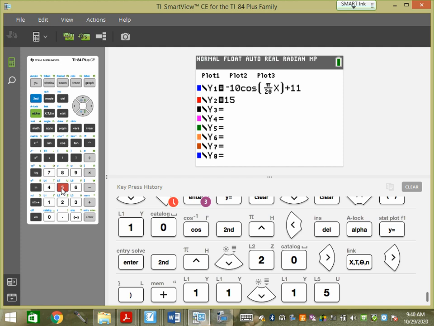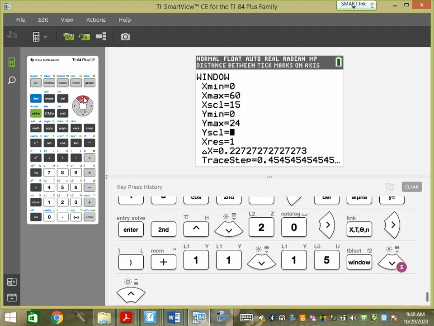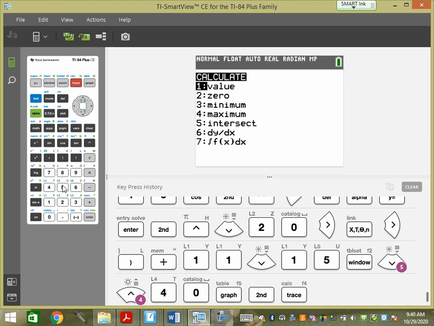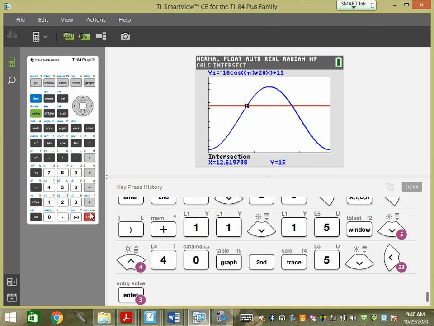My max would be 11 plus 10, which is 21. My min would be 11 minus 10, which is 1, right? Remember, you can still do D plus amp, D minus amp. It's a very good formula to remember for anything. So I'm going to go from 0 to 22. Well, it still works. So I get 12.61.